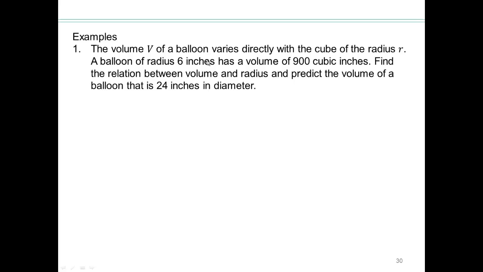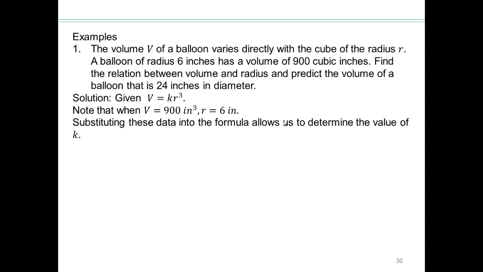So directly varies, which means what? V is going to be some constant K times the cube of the radius. So V equals K times R cubed. In order to fully know what this relationship is, we have to find the value of K. So we have to use what is given to us. V is 900 and R is 6. So plug that into the formula and we end up with 900 equals K times 6 cubed. Since we want K, divide both sides by 6 cubed and do this division, and we get 4.16 bar. That's the value of that constant K.